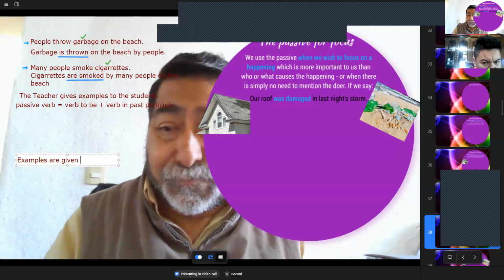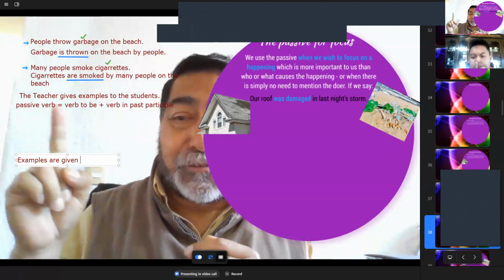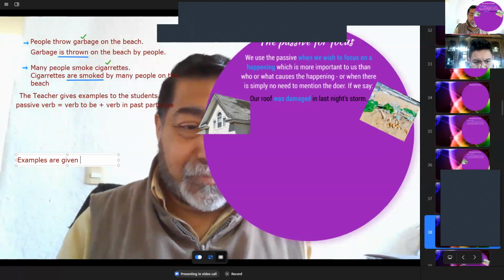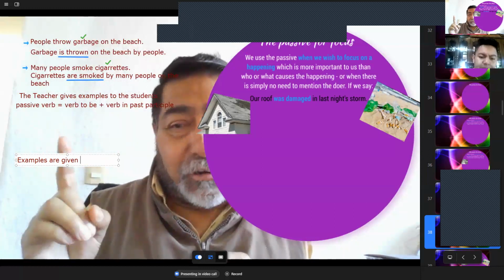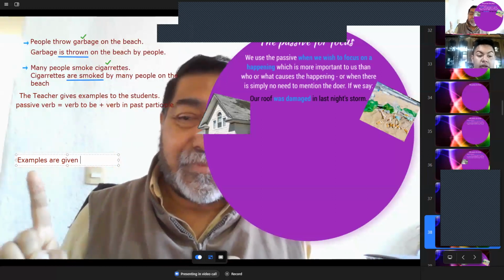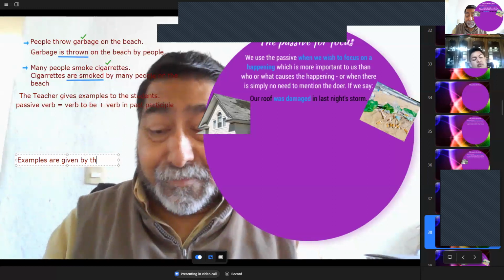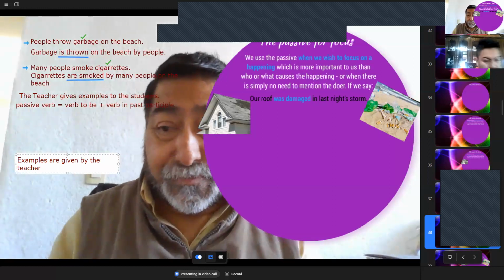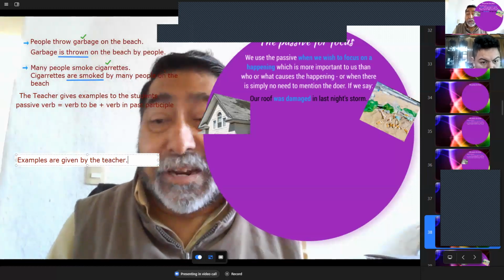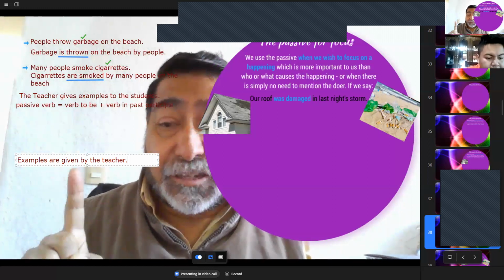Who gives the examples? The person who gives the examples, the teacher or the students? The teacher. So examples are given by the teacher. Now this is passive voice in present, Salvador.